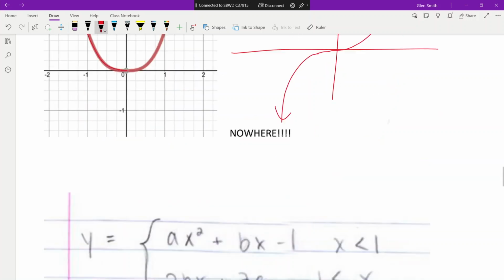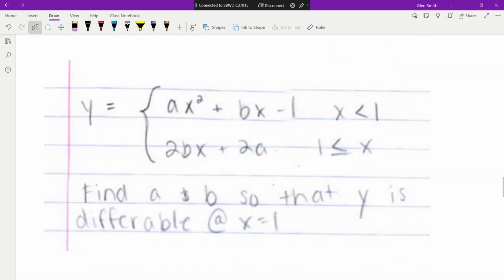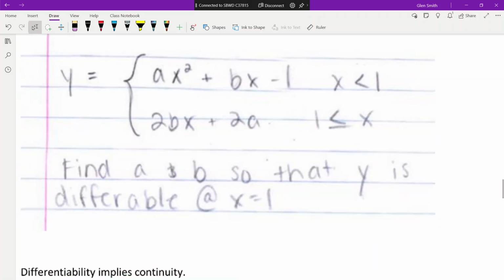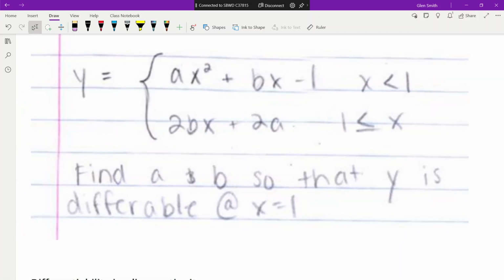All right? And then we're also going to face questions like this. Remember these? Okay? This is a piecewise function. We talked about these before with continuity. We're also going to talk about it with differentiability. Okay? So let's think about this. We're going to have two pieces to this function, right? They meet when x is 1.